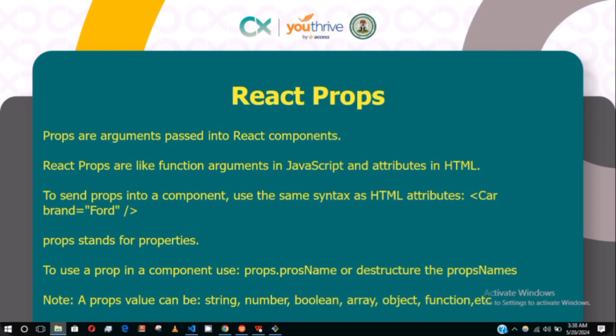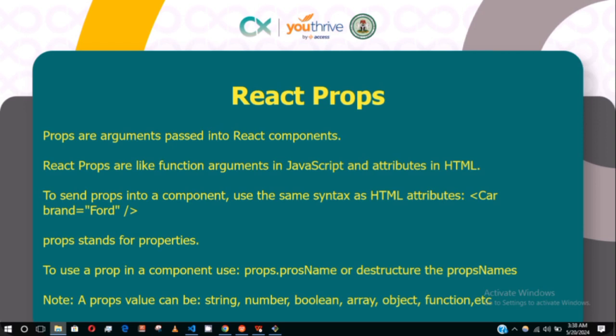So for example, in our car component, if I want to add a brand Ford, I have to add it as an HTML attribute. Remember, an HTML attribute has the attribute name and the attribute value, separated by an assignment operator, which is equals in JavaScript or equal to in HTML.